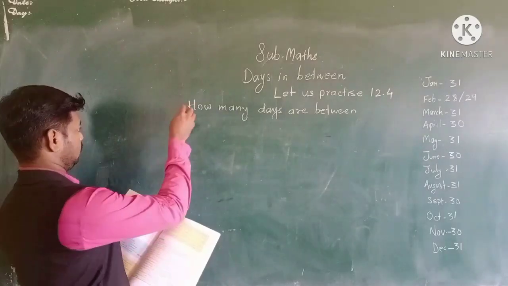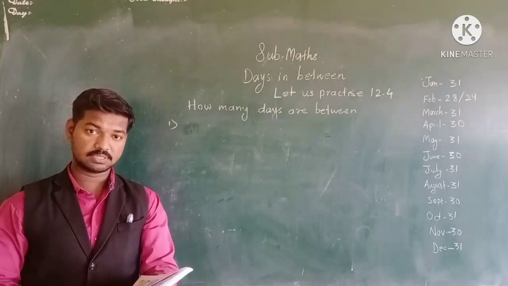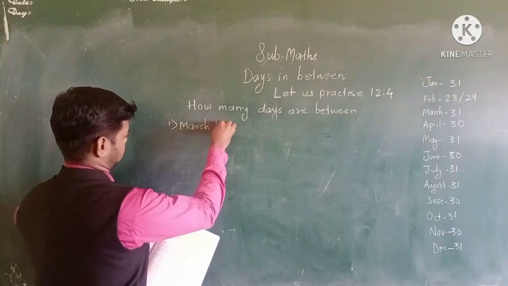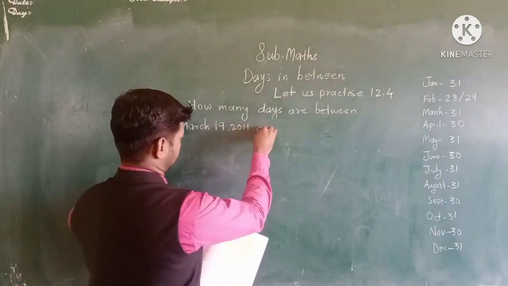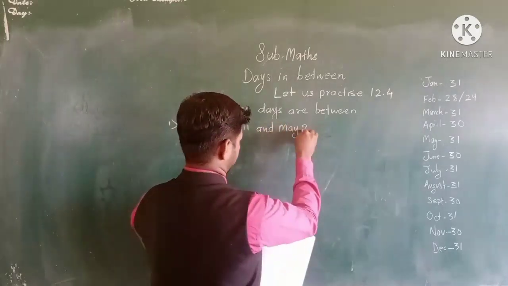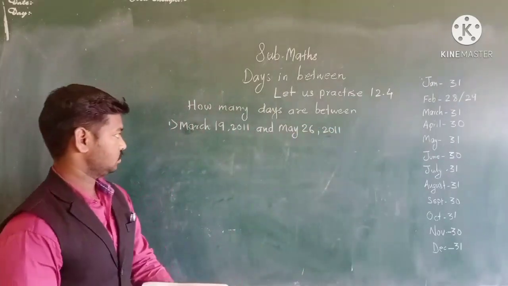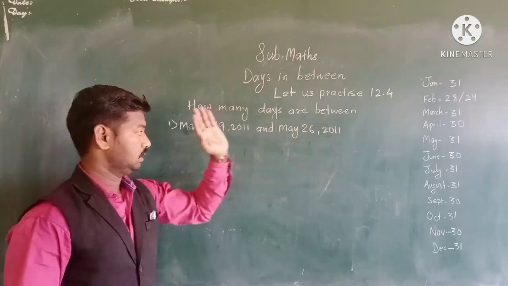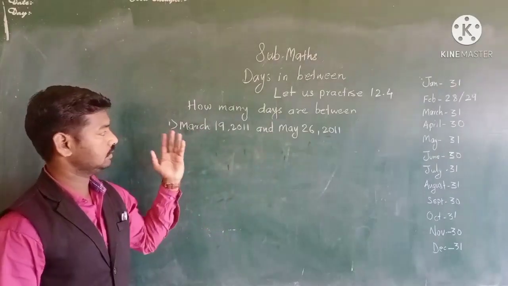Now practice 12.4, number 1. March 19, 2011 and May 26, 2011. These two dates are given here. We have to find out how many days are between these two dates.